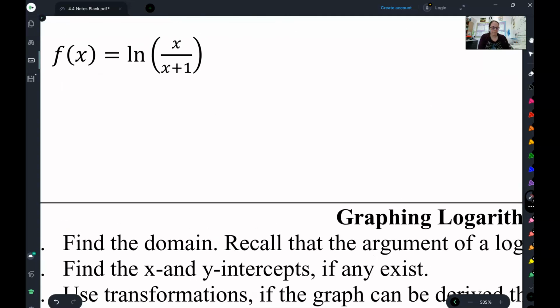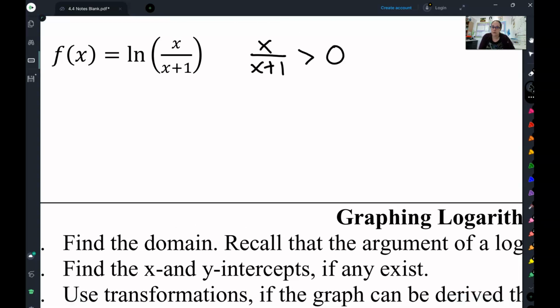Let's try another one. Take the inside, set it greater than 0. Now pause before you start going on this one. This should look very familiar to lesson 3.4. This is actually a sign array problem, where a fraction is greater than 0. So let's review sign arrays really quickly.